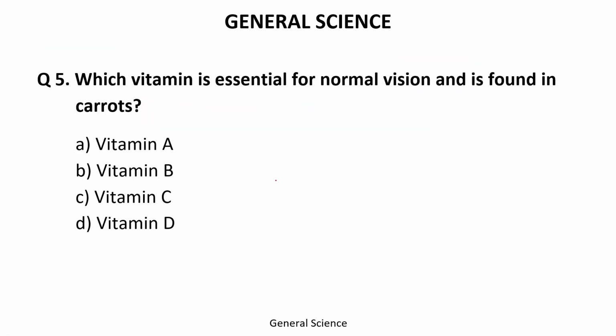Now let's move forward. Fifth question we have, which vitamin is essential for the normal vision and is found in carrots? Vitamin A, vitamin B, vitamin C, vitamin D. 30 seconds you have to think and answer.